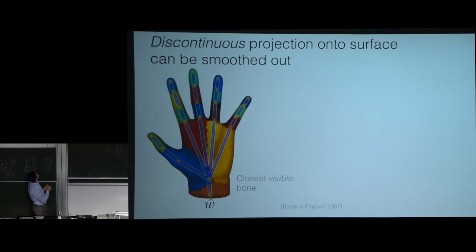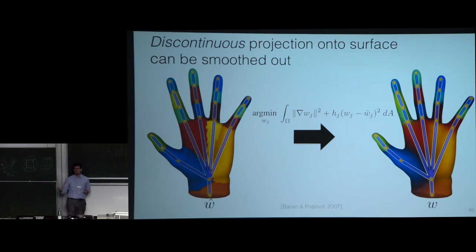rigidly attached to the surface, or see each point on the surface as, its weights have to be 100% to one bone and 0% to all the other bones. So just attach every vertex rigidly to one of the bones. And this will lead to a terrible deformation because we know these weighting functions aren't smooth. But then we can set up an optimization problem that smooths these weights over the surface.